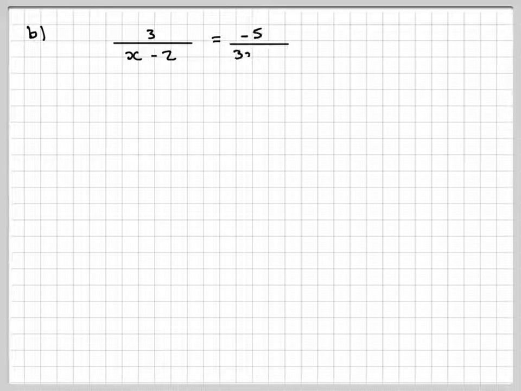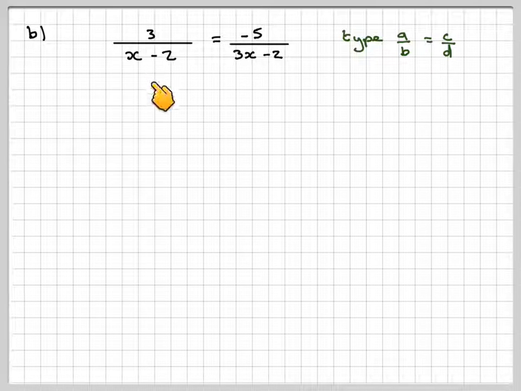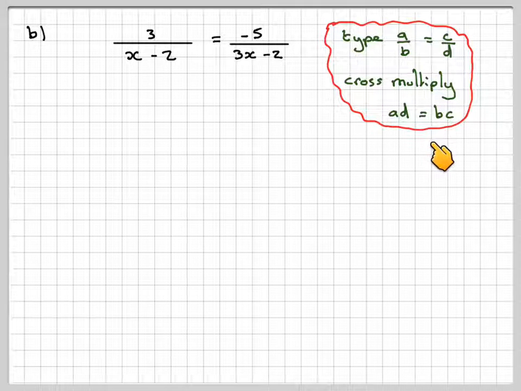Right, the second one. 3 over x minus 2 is equal to minus 5 over 3x minus 2. Again, the problem is we've got fractions here, but there's one easy step with this type of equation in order to make it just a straightforward linear equation, and that is to do what we call cross multiply. This is of the type a over b is equal to c over d. All we do is we do a times d and b times c and put them equal to each other, and this process is called cross multiply. You can only do it when you've got this sort of format, so it doesn't apply to all the equations.